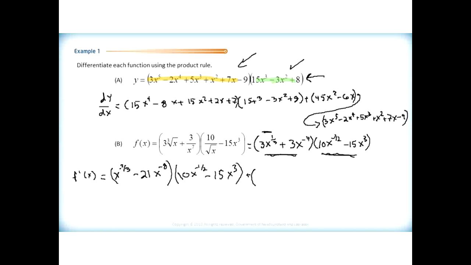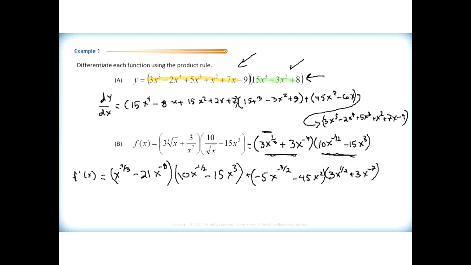So 1/2 of 10 is 5, but we're negative here, so we have minus 5x to the power of negative 3/2. And we're going to subtract the derivative of 15x cubed, so that's minus 45x squared. And all that has to get multiplied by the first factor, which is not going to be differentiated at this stage. And we add to that 3x to the power of minus 7. So there we have it. That's all expanded out using the product rule.